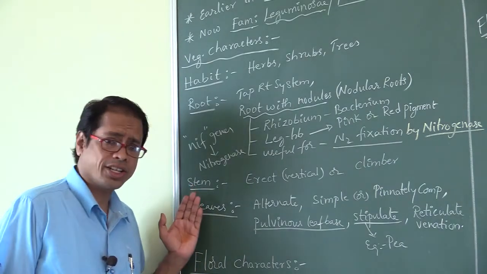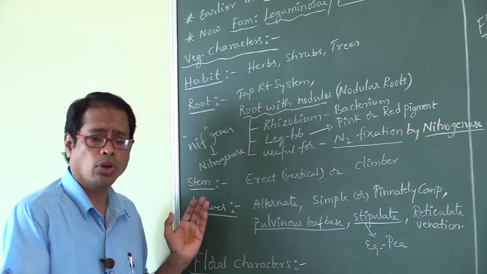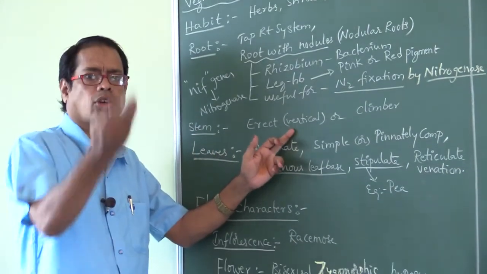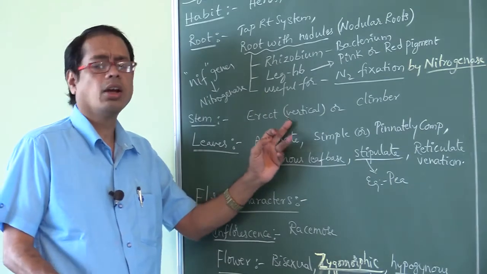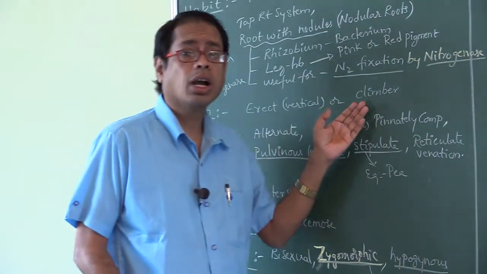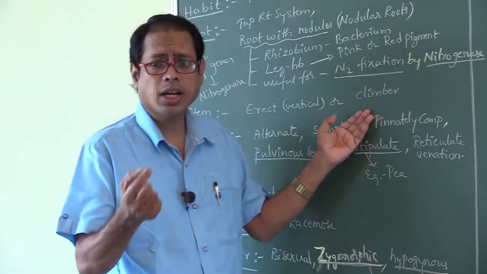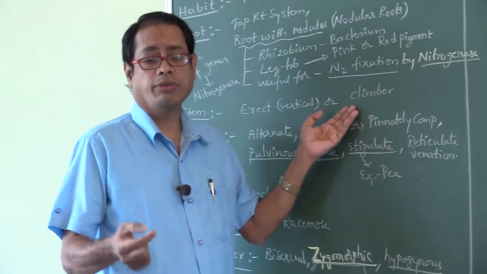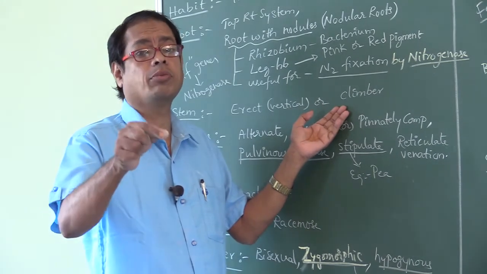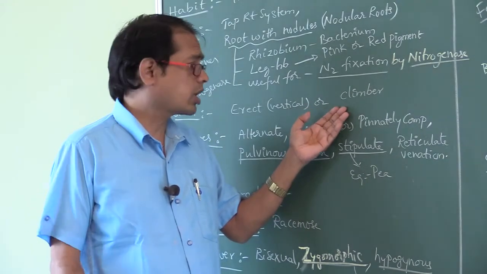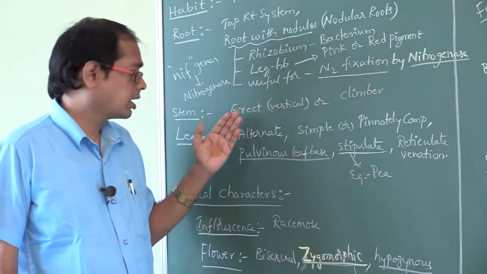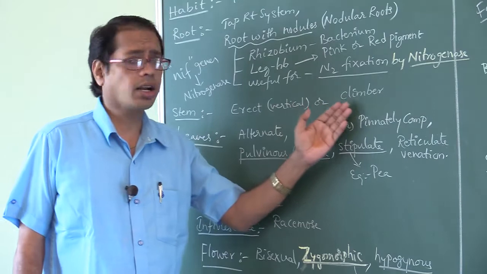Then go to the next part, stem. How does the stem grow? It grows erect. Erect means vertical, above the soil, or some plants will be climbers. What are climbers? Weak stemmed plants that climb with the help of support are called climbers. So some plants are erect, some plants are climbers.